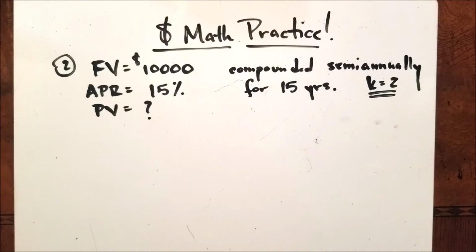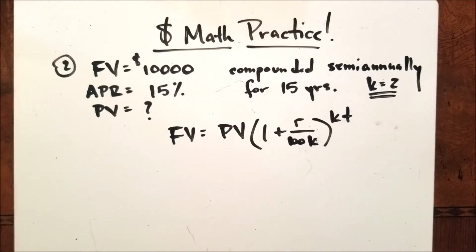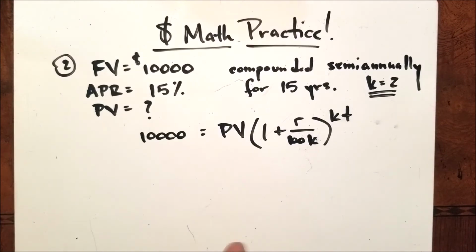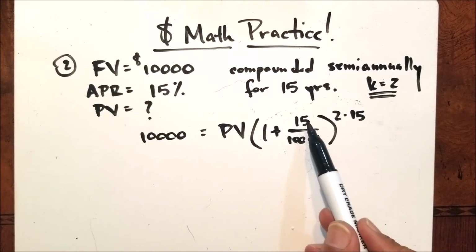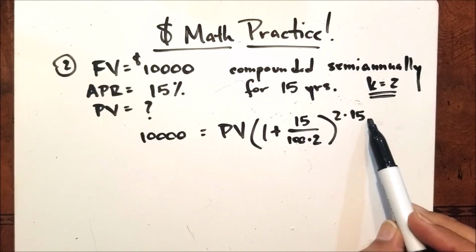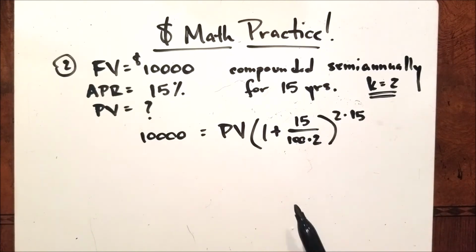All right, formula. Let's plug in what we know. I know the future value. I don't know the present value, but I do know the interest rate. I do know how many times per year, and I do know how many years. So let's do all of that now. My APR is 15%, 15 years, twice a year.